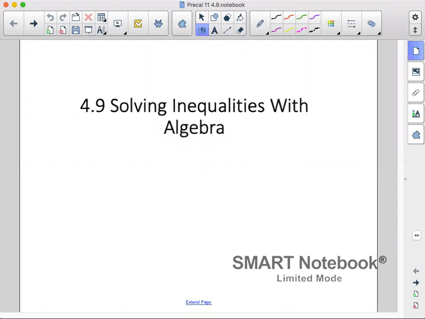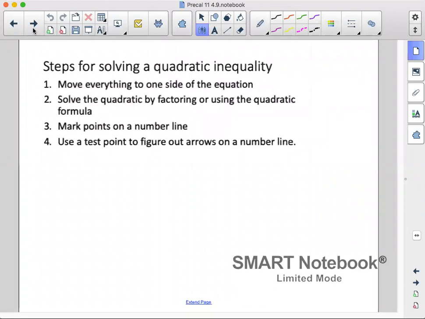Hi, today we're going over section 4.9, which is solving inequalities with algebra. Steps for solving a quadratic inequality are: move everything to one side of the equation, solve the quadratic by factoring or using the quadratic formula, mark our points on a number line, and then use a test point to figure out arrows on a number line.